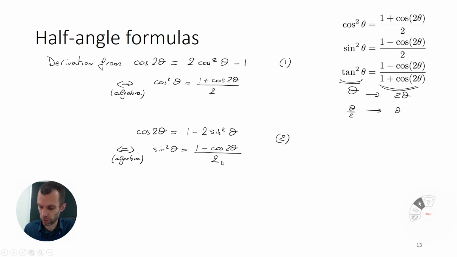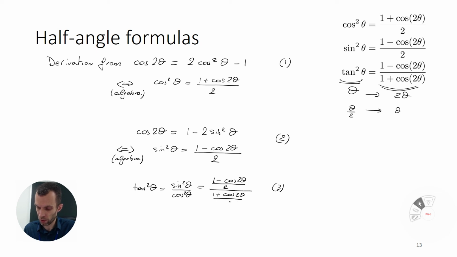And then the third one, of course, is not so difficult. Excuse me. If we start from tan squared theta, and we write it as sine squared theta over cosine squared theta, and we use the results that we just obtained, 1 minus cosine 2 theta over 2, 1 plus cosine 2 theta over 2, then the 2's in the denominator cancel out, and we're left with precisely the expression that we were after.